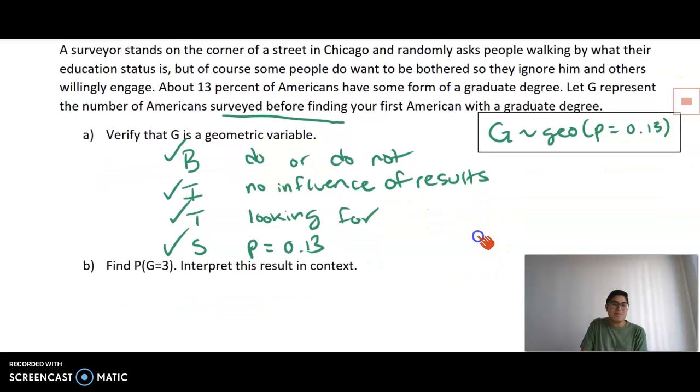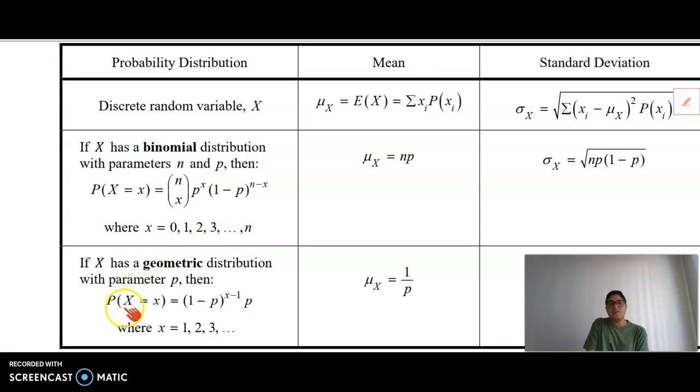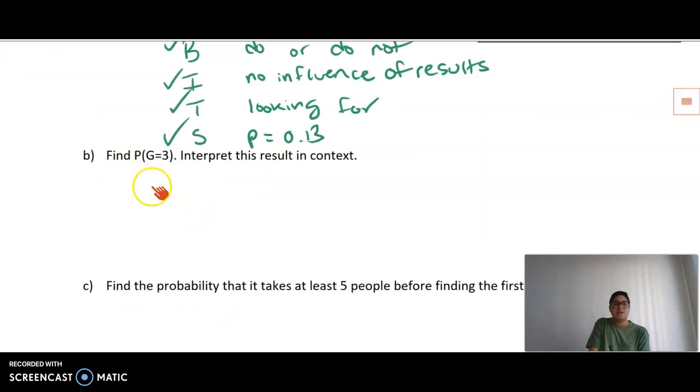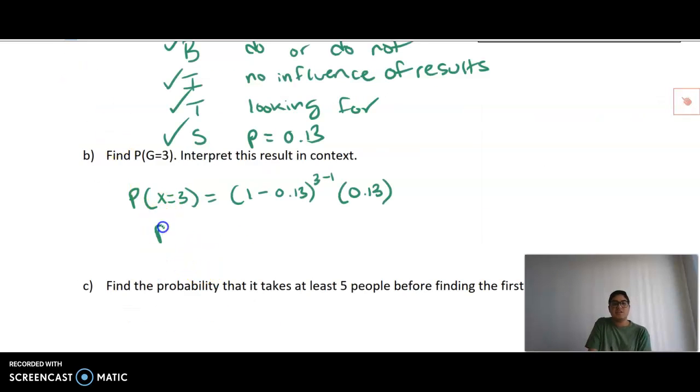All right, so now we're just going to plug and chug. Let's find P of G equals 3. To find this, I'm going to go to my probability function. P, we know, is 0.13, and 3 is the x value. So the probability that X equals 3, or G equals 3, is going to be (1 minus 0.13) to the 3 minus 1 times 0.13. Again, all I'm doing is substituting these values into my equation.